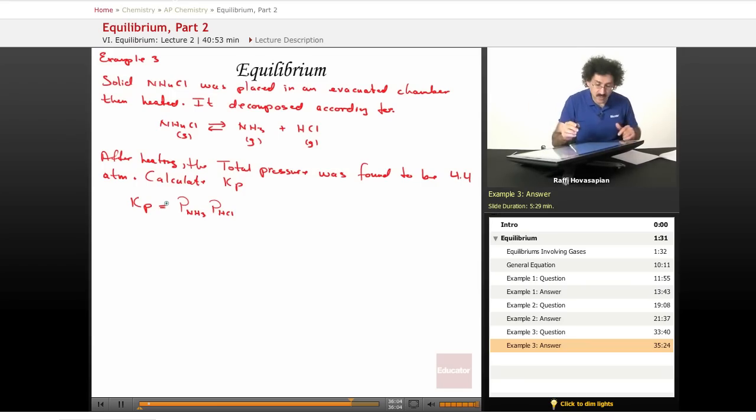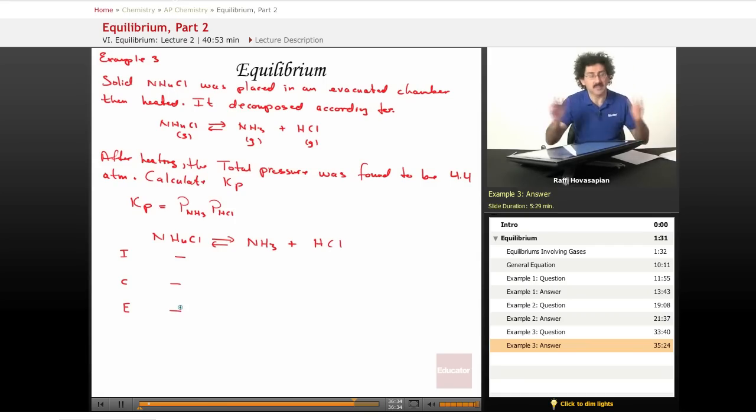Okay, now let's do our ice chart. Always do it this way. NH4Cl, write out the equation and do it underneath. Don't do it separate. You want to be able to keep everything straight. Goes to NH3 plus HCl. Our initial concentration, our change, and our equilibrium concentration. Solid NH4Cl, we don't care. Doesn't even matter. So we just put lines there. Doesn't show up in the equilibrium expression, doesn't matter.